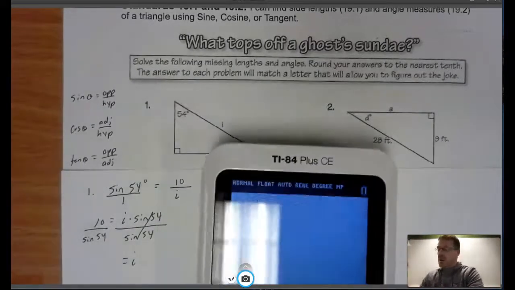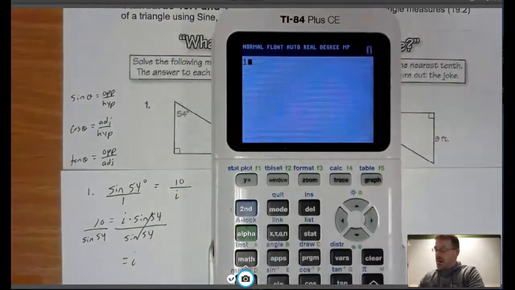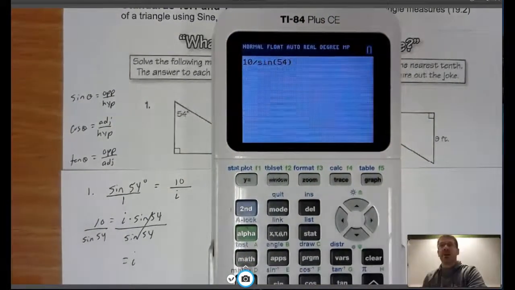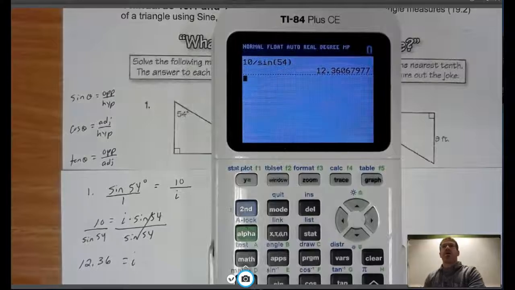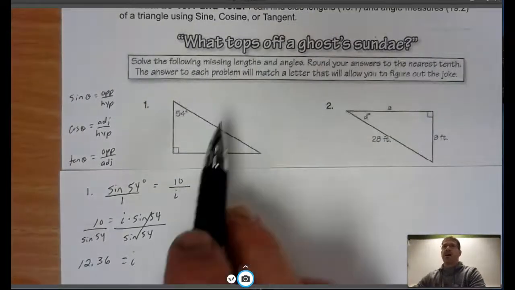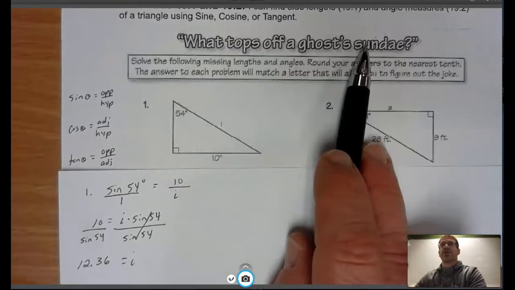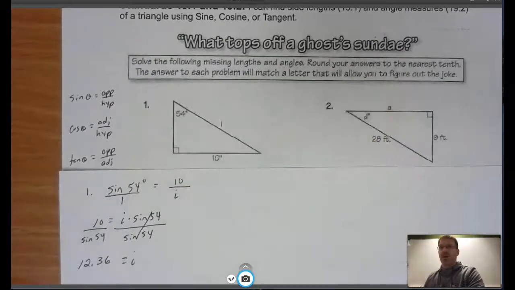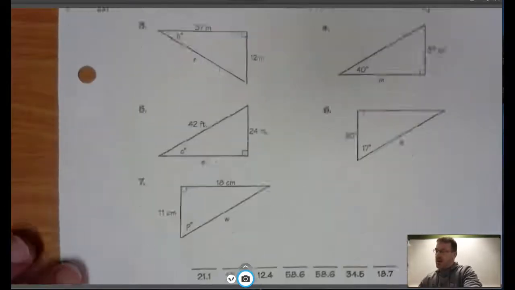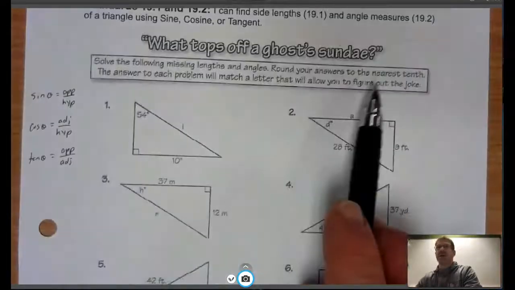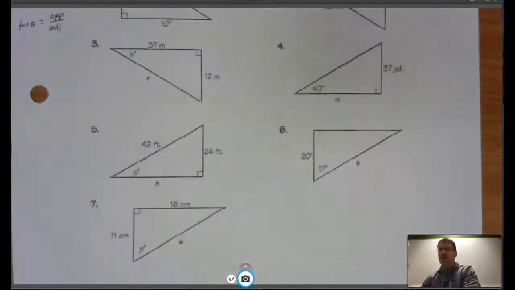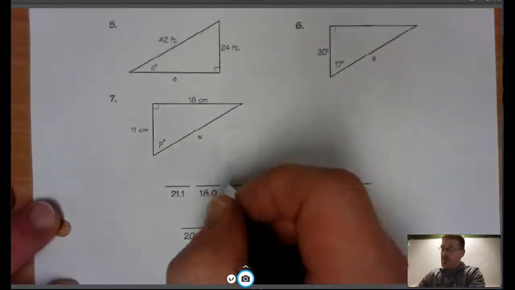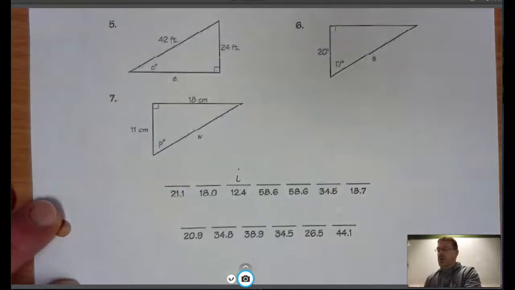Then on my calculator, I'm going to do 10 divided by sine of 54. Remember, that's just a number, and I get 12.36. So x is 12.36. Now we know x is 12.36, and notice it tells us to round our answers to the nearest tenth. That means x for this problem would be 12.4. So I'm going to come down here and find 12.4, and there's x. Once again, this is kind of like a self-check.